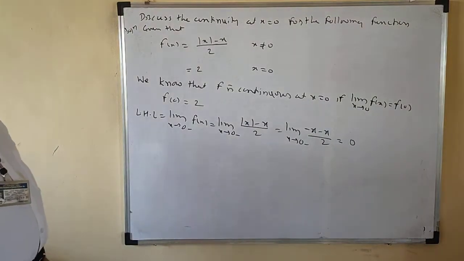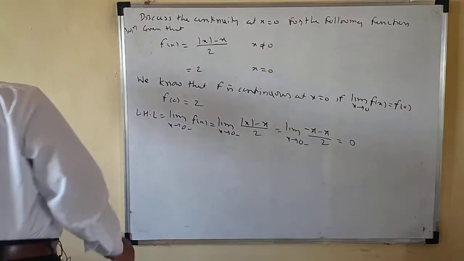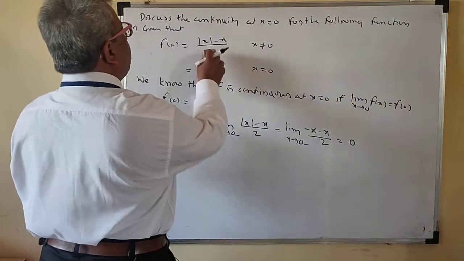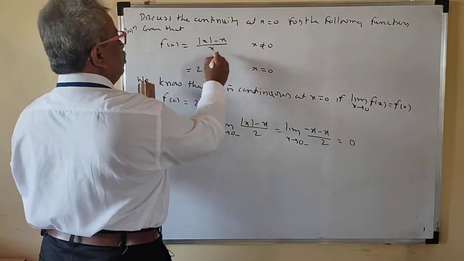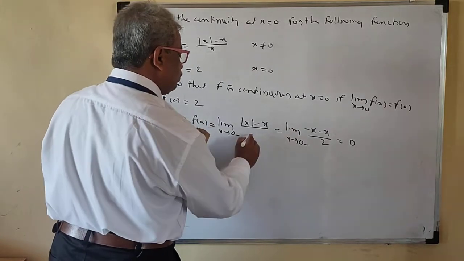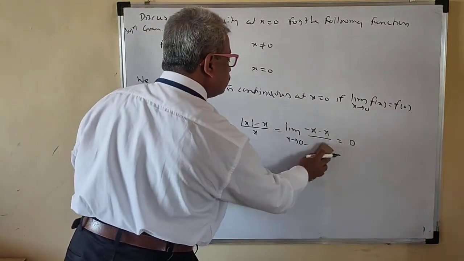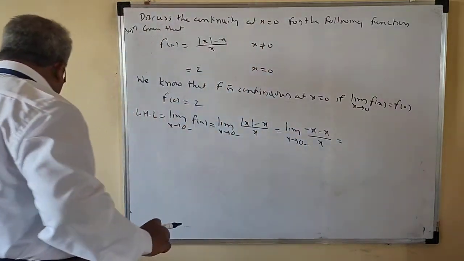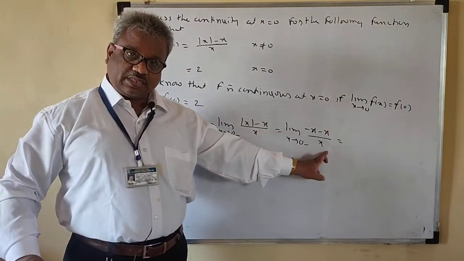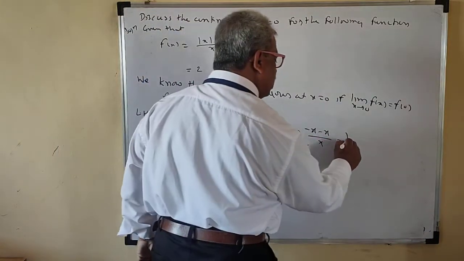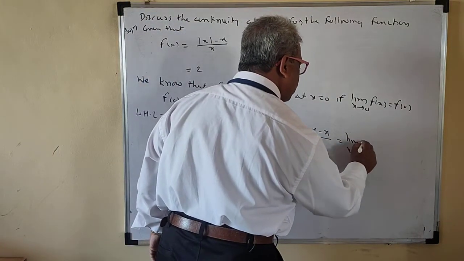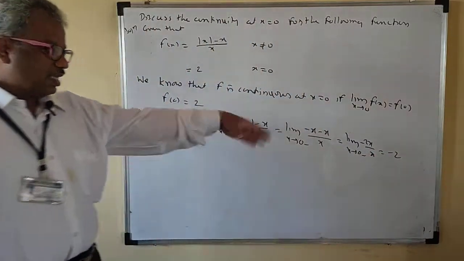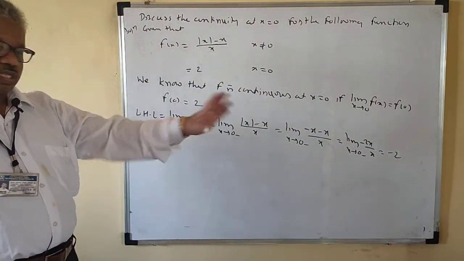The denominator should be x, we'll correct the problem. So now this is minus twice x upon x. So limit x tends to 0 minus of minus twice x upon x. Your x gets cancelled, so this is limit of minus 2, which is minus 2.